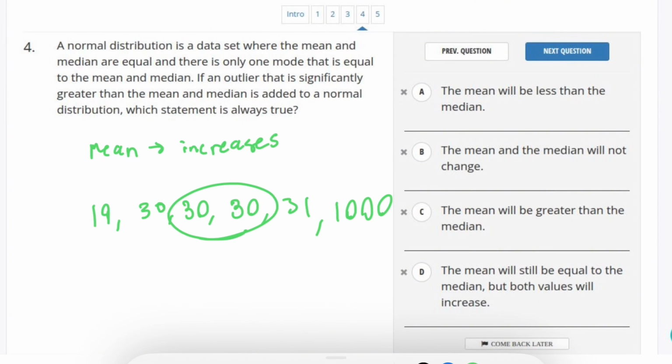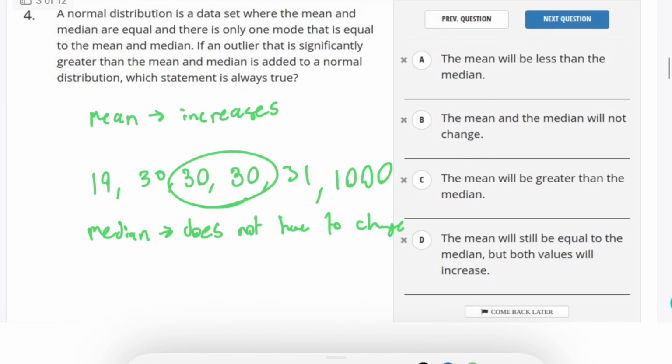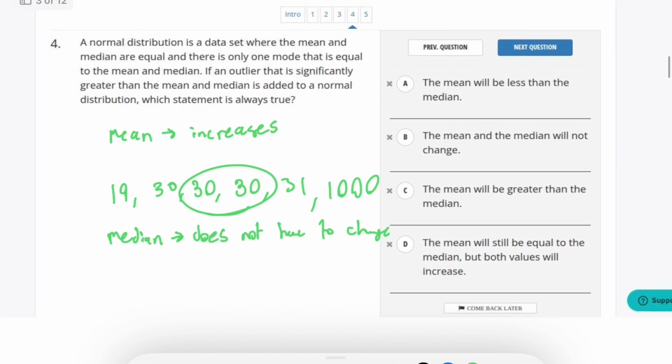Or actually, yeah, it does. It says which statement is always true. So the median does not have to change.